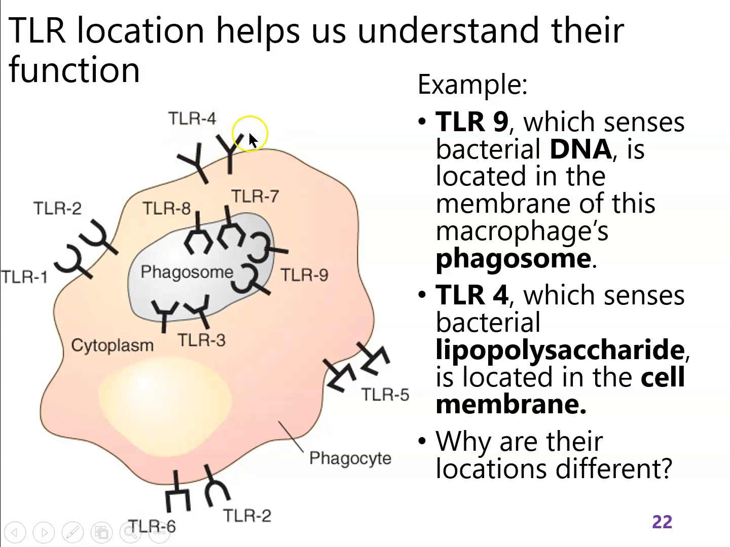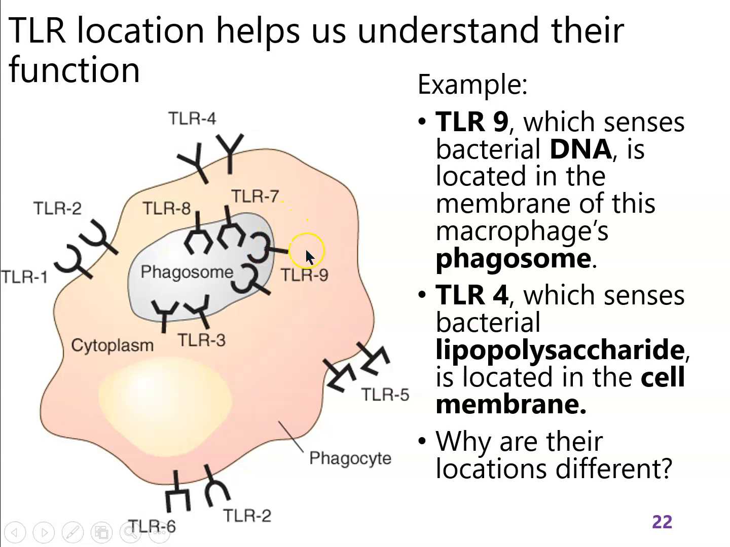This receptor would never see bacterial DNA because it's inside the bacterial cells. Bacterial cells are happy out here. But once the bacterial cells have been brought into the phagosome, they get broken down and their DNA is released. And that's when toll-like receptor 9 might detect it.